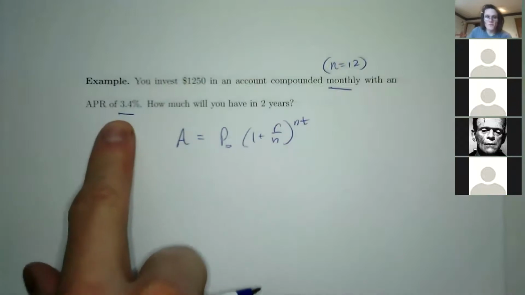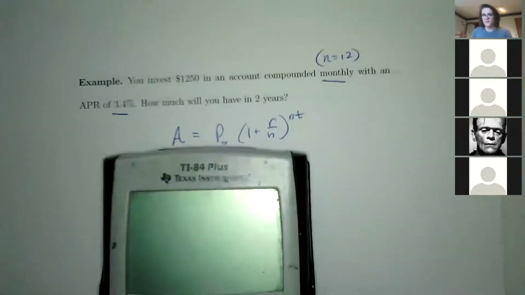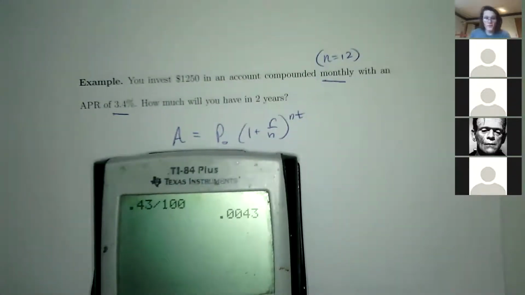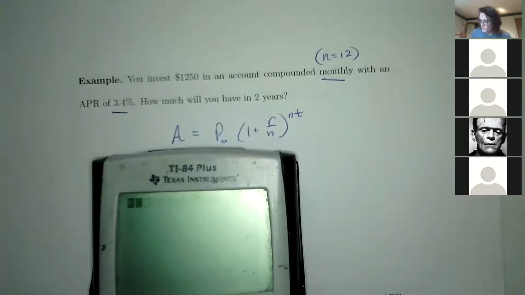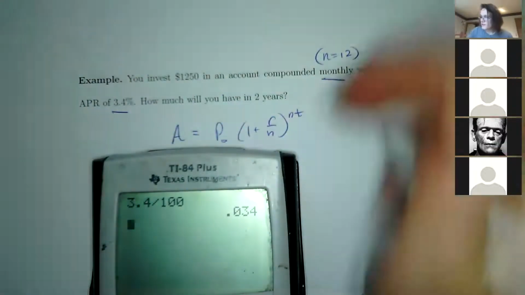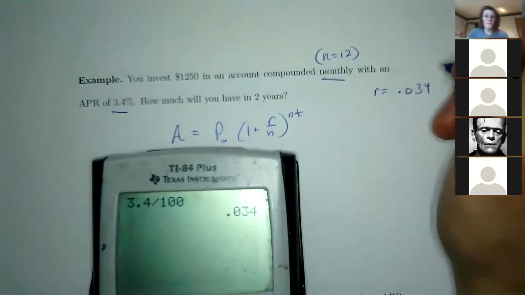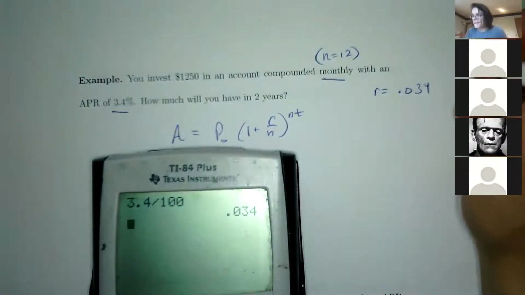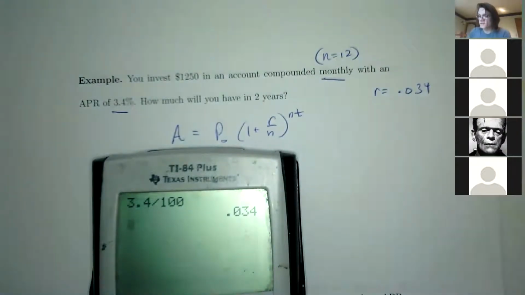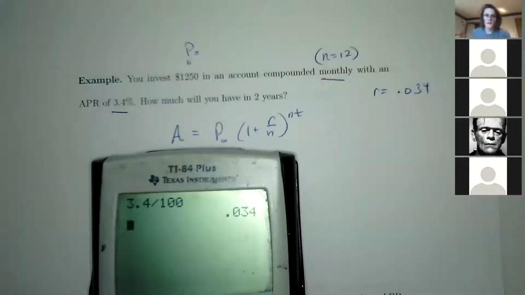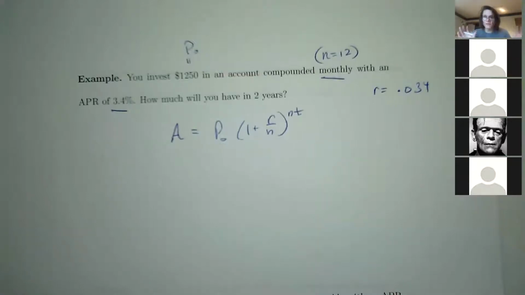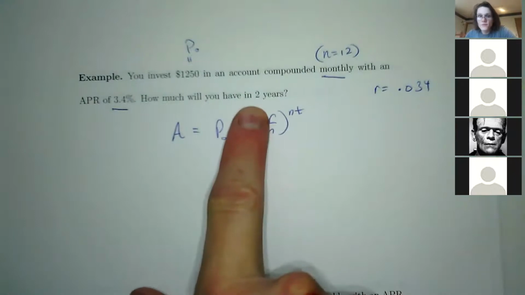Our interest rate is 3.4. So again, be careful when you convert things to decimals. So it's 3.4 divided by 100. It's 0.034. I think I said 0.043, sorry. So R is 0.034. And then we can just plug everything in, right? Oh, and our P naught is the 1250. So we've associated all of our variables to what they belong to. Oh, and we want it in 2 years. So that's our T.